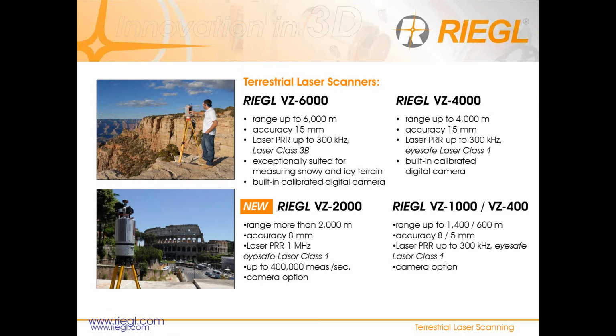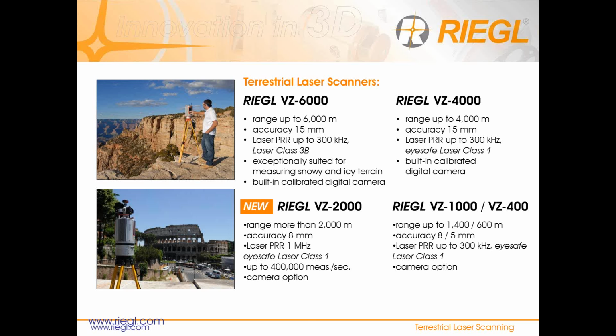On the terrestrial side, we have the VZ6000, which is really long range. It reaches distances well beyond 6 kilometers. It's non-eye safe, pretty much only going to be used by scientists. It takes a lot of care to make sure that everyone's wearing special safety glasses, etc. We have the VZ4000, which is eye safe completely in all modes of operation, reaches distances beyond 4 kilometers at very high pulse rates, which is a novel innovation in itself.